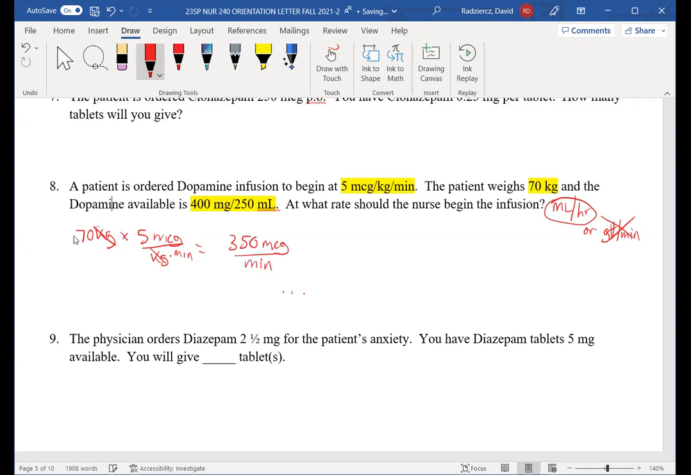Before you do anything with converting and getting to milliliters per hour, you first have to make some changes to this. You need to convert that minutes to hours. So there's a lot of steps in this, even though it's a short problem. So 350 times 60 is a big number, right? Let me get my calculator. 350 times 60, and I'm going to get 21,000 micrograms per hour.